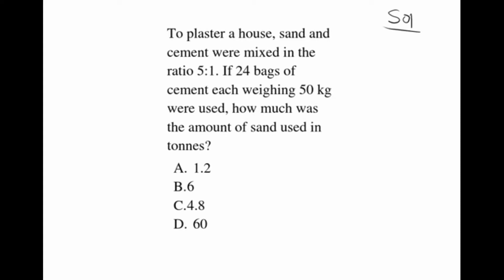We are told that sand and cement were mixed in the ratio 5:1. Sand and cement. Let us use S to represent sand. Then we use C to represent the cement. They were mixed in the ratio 5:1. Sand is to cement.